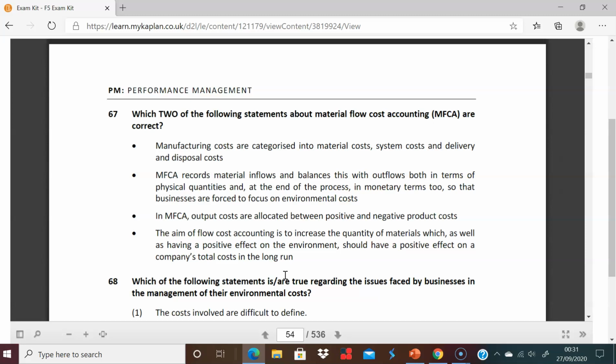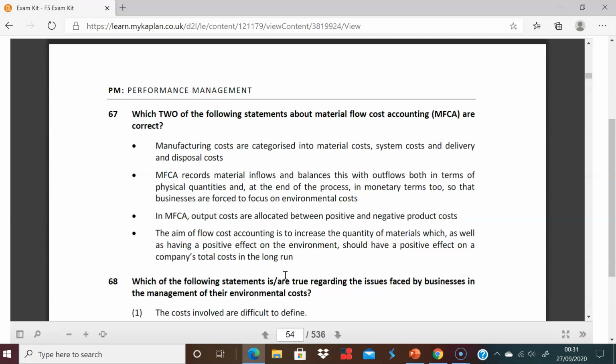And we record material inflows and balance this with outflows in terms of input and output. This is what happens for the input-output method, so not quite the flow method. The flow method breaks these costs up into three. So this is a different method. This second one is the input-output method, if you like.